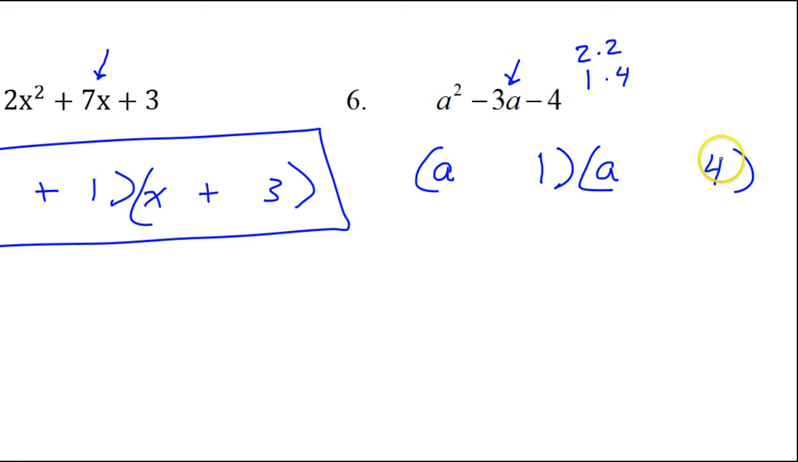So 1 times 4. So inner plus outer must equal middle. Inner, I have 1a. Outer, I have 4a. In order to get a negative 3, I would need a positive 1 and a negative 4. So positive 1 and a negative 4. Also, 1 times negative 4 is negative 4, so it works. So this will be the solution to number 6.